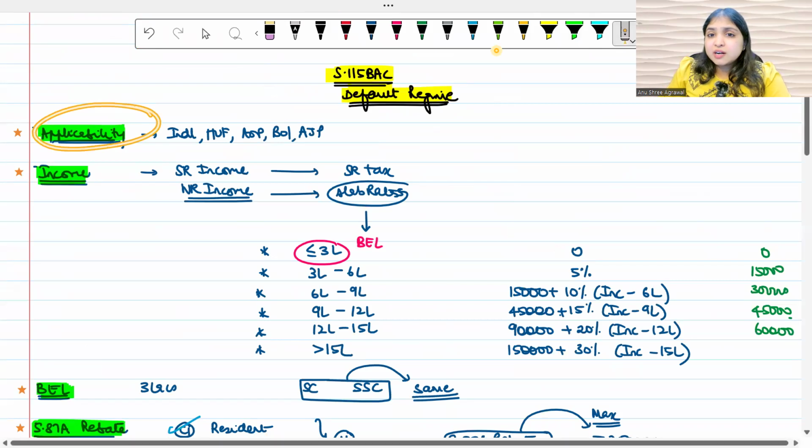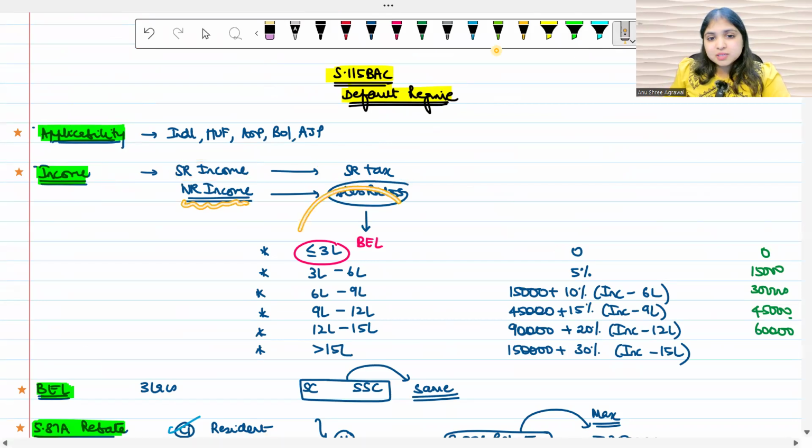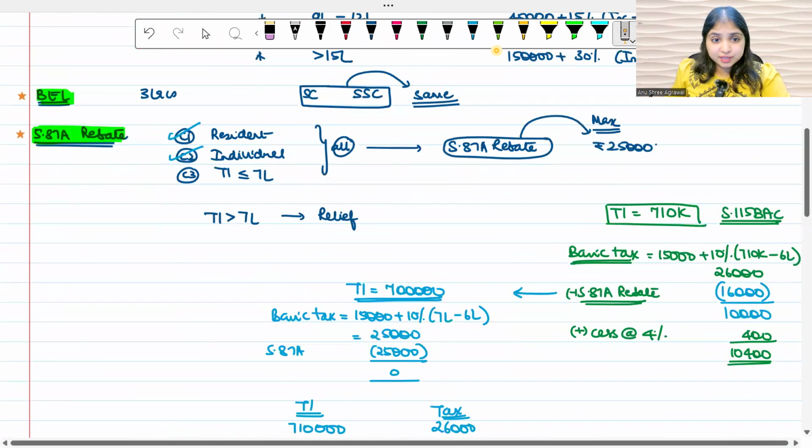So under 115BAC, first of all, we have learned about the applicability. That is, we have learned which assessees 115BAC is going to apply to. Then we have learned which incomes 115BAC will apply to. To special rate incomes, special rate tax will continue to apply. Only to normal rate incomes, the slab rates will change because of 115BAC.